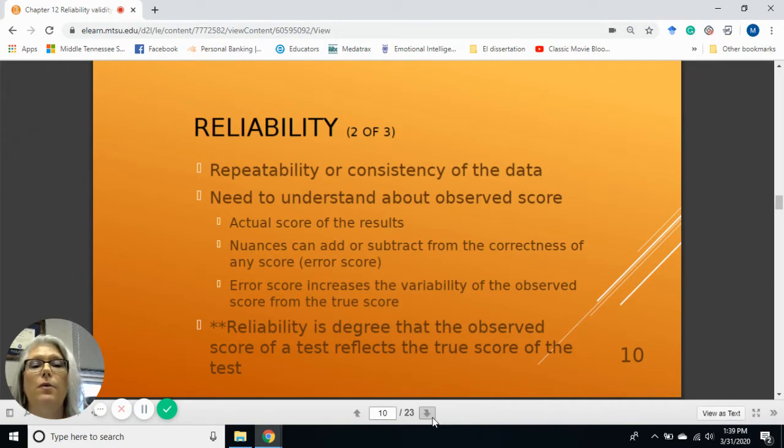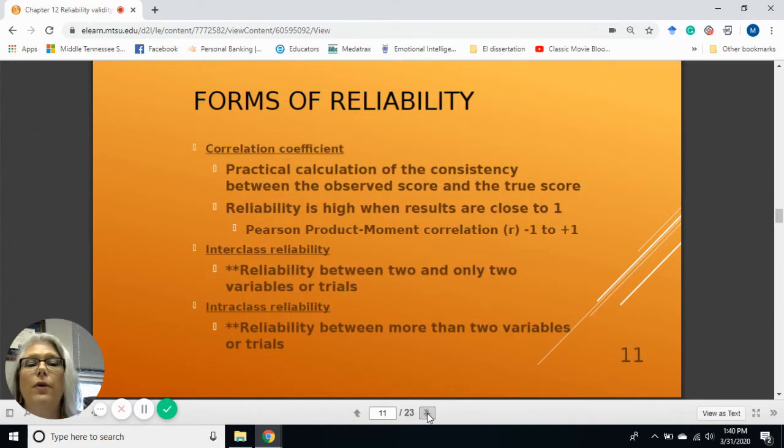And then reliability, so we want consistency of the data and repeatability. So we do multiple tests with different people, and we hope to get consistency in the scores. The observed score is the score or the results, and then we have that error that we were talking about. And reliability is the degree to which the observed score of the test reflects the true score. So we want that to be as close to 100% as we can, but there's always a little bit of error in your scoring. But we want to decrease those errors. And then there are different kinds of reliability coefficients that we can talk about.